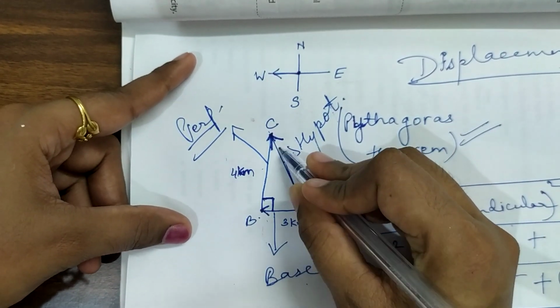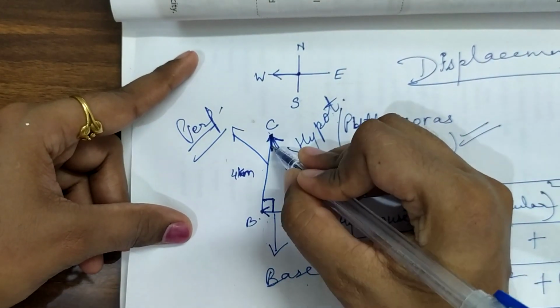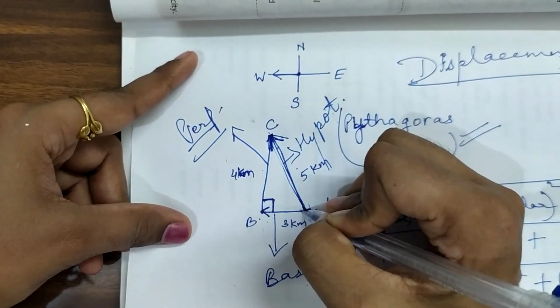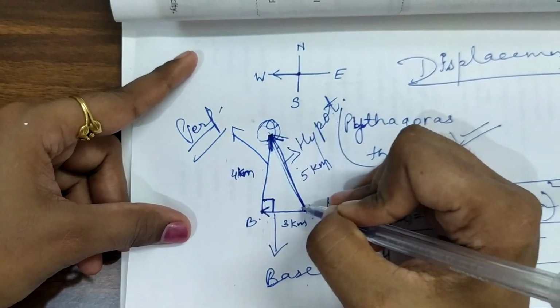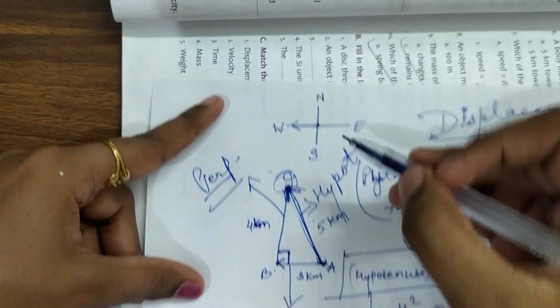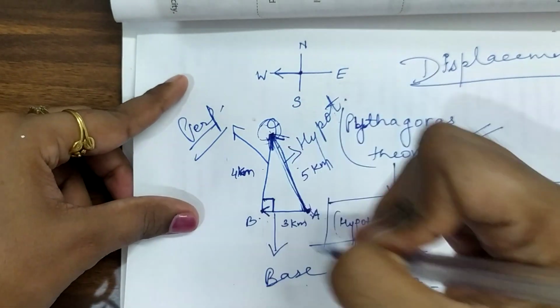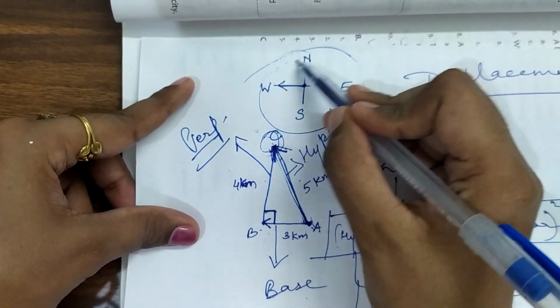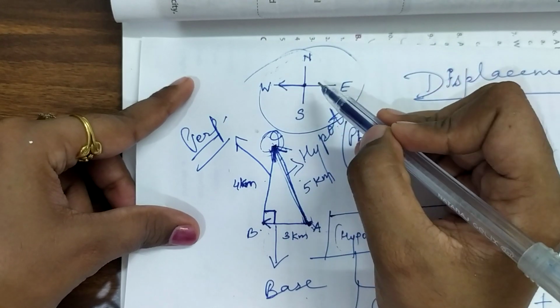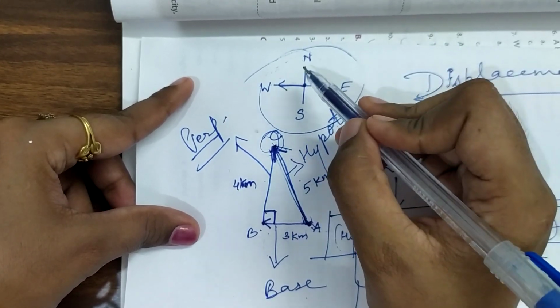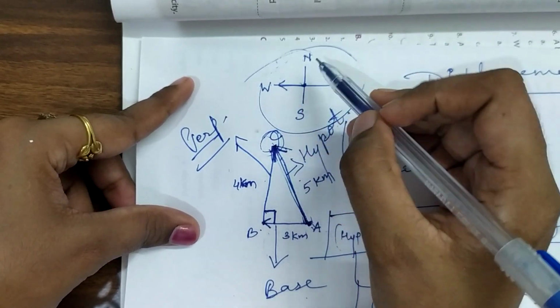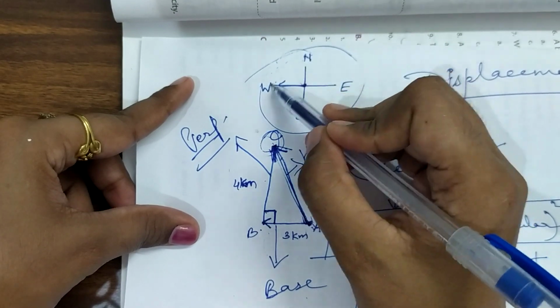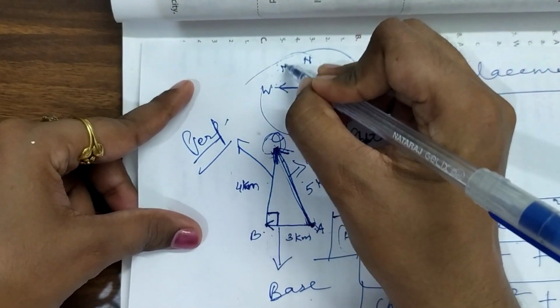You can see, children, I told you displacement is taking place in AC direction because AC is the shortest distance. Agar hame point C pe aana hai, to AC is the shortest distance, and you can see that AC is in which direction according to this? North or west ke beech mein hai, in the middle of north and west. So that is why the final answer is 5 kilometer towards northwest.